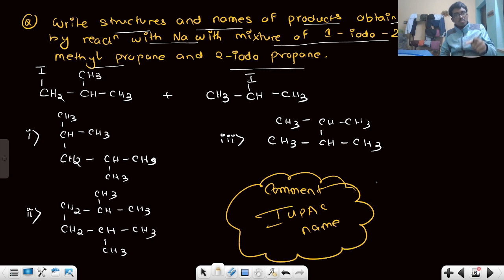So 1, 2, 3, 4. 2, comma 4 dimethyl it will be 2, comma 2 dimethyl pentane. First one is 2, comma 4 dimethyl pentane. Second one is 1, 2, 3, 4, 5, 6. 1, 2, 3, 4, 5. 2, comma 5 dimethyl hexane. And last one is 2, comma 3 dimethyl butane.